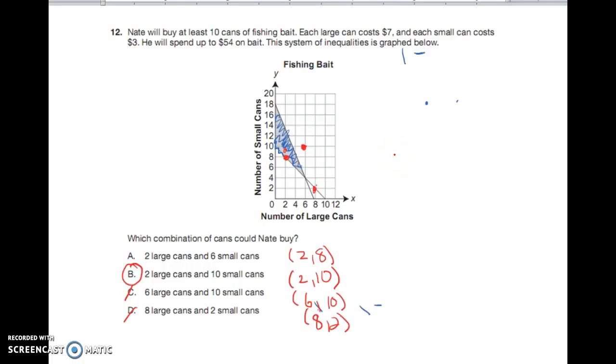Sometimes when things are on the edge of your system, of your area, they're not included, so you have to be careful about what your inequalities actually mean. Just be sure to verify by putting your points on the graph. You have to understand what everything means.